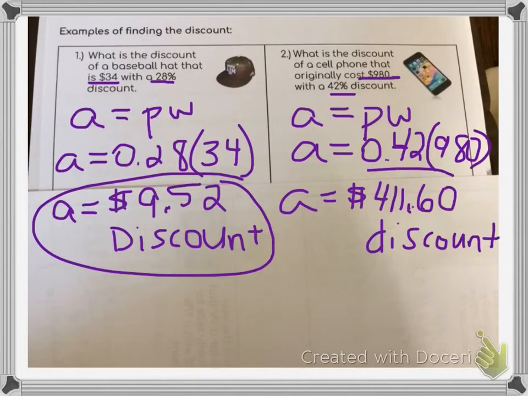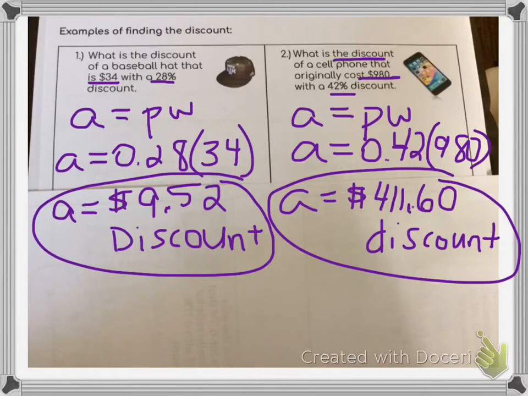Okay, so that's how much money you're getting off. That's not what you're paying for the phone. That's what you're getting off. That's your discount. That is the 42%. That's the part. Okay, so those are questions if you're just looking for the discount. Notice that's what the question is asking. Just want to point that out.